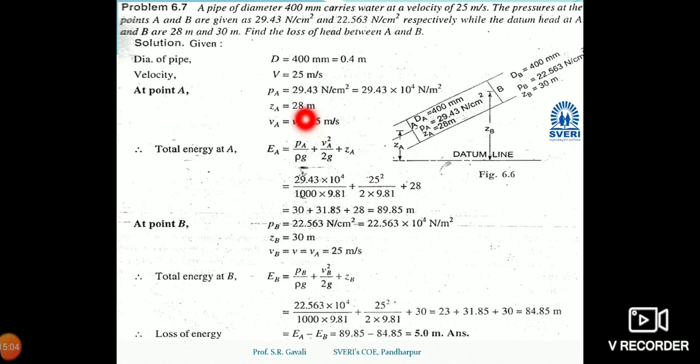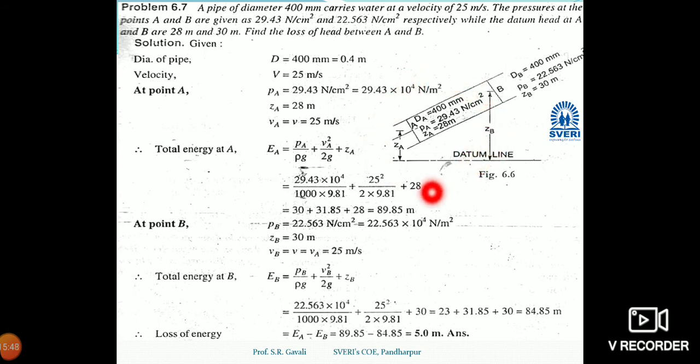Okay, then they have given that a pipe of diameter 400 mm carries water with a velocity of 25 meter per second. The pressure at the points A and B. So they have given the pipe also to us. This is the given diagram. At A the pressure is 29.43 Newton per centimeter square, and at B it is 22.563 Newton per centimeter square. While the datum heads at A and B, for this one datum line we consider, ZA is equal to 28 and ZB is equal to 30 meter from the datum line. Find the loss of head. So loss of head we have to calculate.